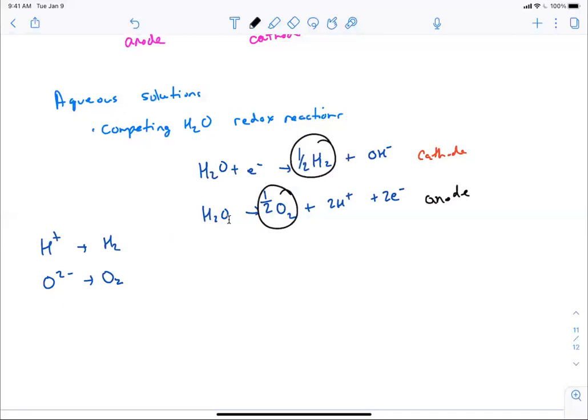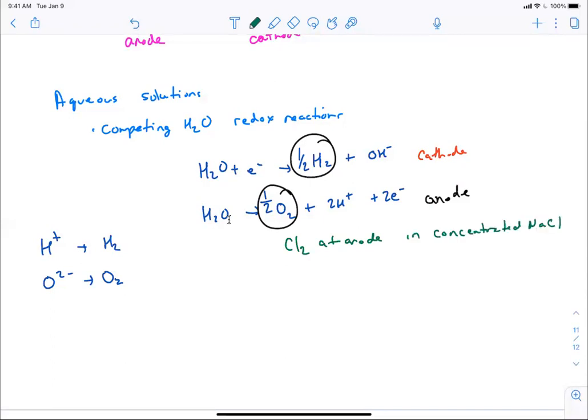Now, with concentrated NaCl, what happens sometimes is the Cl will oxidize instead of the water, and so then you get Cl2 at the anode here. And so you have to be careful about that, as opposed to the water.